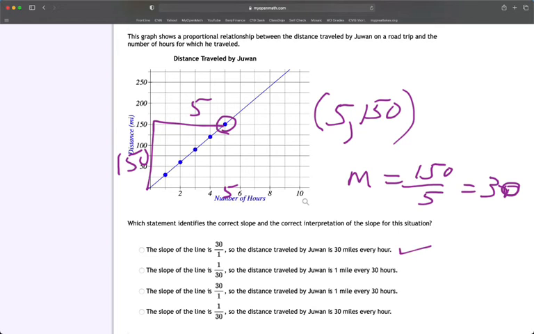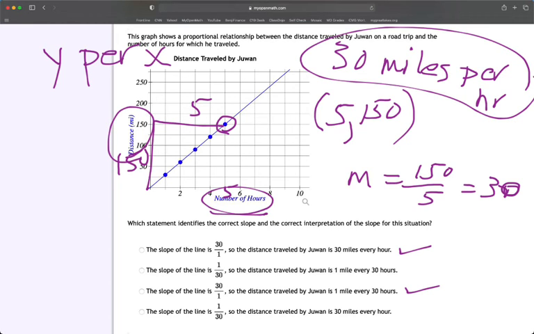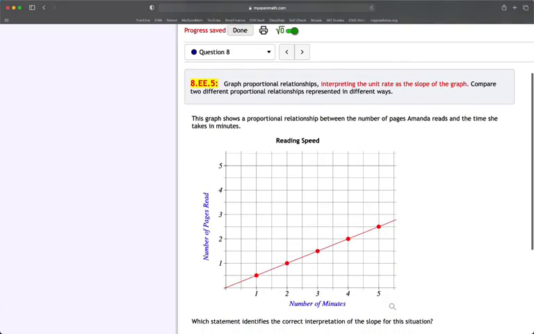So at that point, it's one of those two. And remember, typically as far as the units go, y-axis label per x-axis label. So we're talking about miles. So we know we've got 30 miles per hour. That's what the unit rate, or the rate of change, is here. And so this would be the first option. All right, let's take a look at one more idea here.